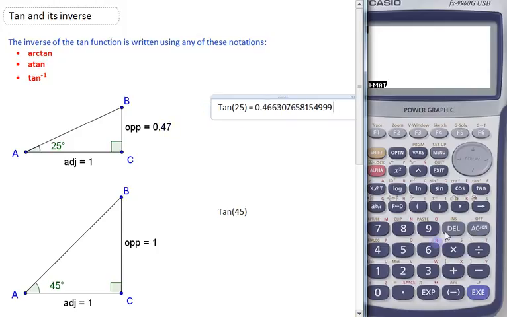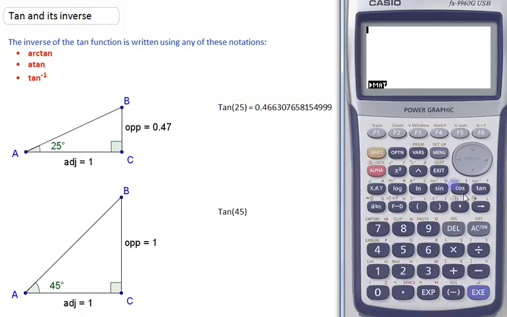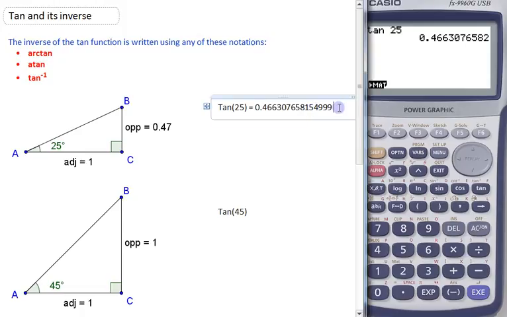To see this on the calculator, we'll type tan 25. I've already checked that the calculator is in degree mode, and we get the same number that OneNote was giving us. What if you were working the other way around and you wanted to know what the angle was? Say you didn't know what the angle was, then how would you get it?